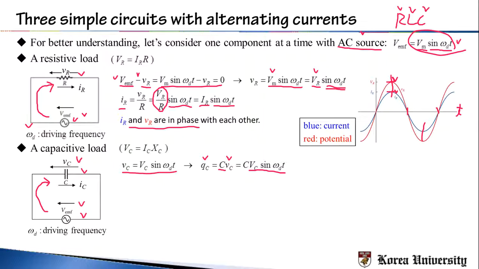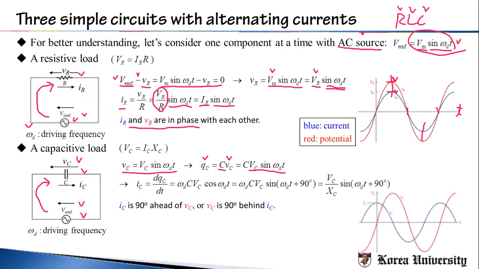Okay, so from here, how do you get the current in the capacitor? Can we divide the potential by the resistance? But there is no resistance. So what we have to do is take the time derivative of the charge. Then we will get the current, right? You know this. So when you take the time derivative of this, this omega d will come out like this, and this sine function will change to a cosine function. So from here we know that when the voltage across the capacitor is a sine function, then the current across the capacitor will become a cosine function.